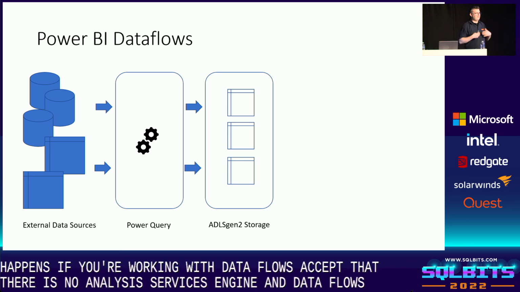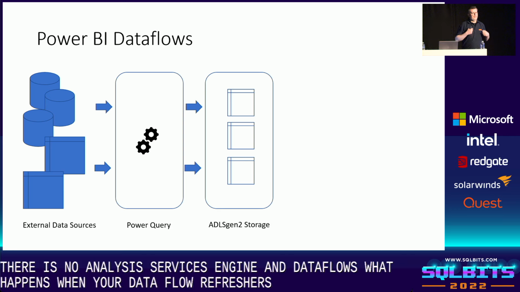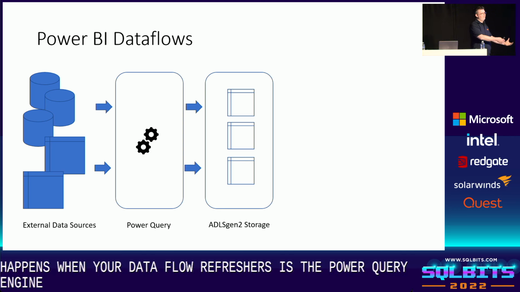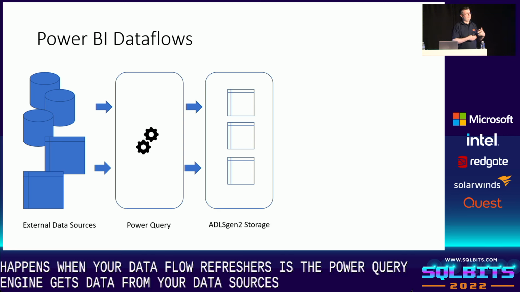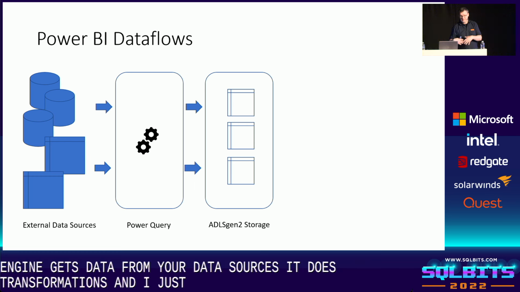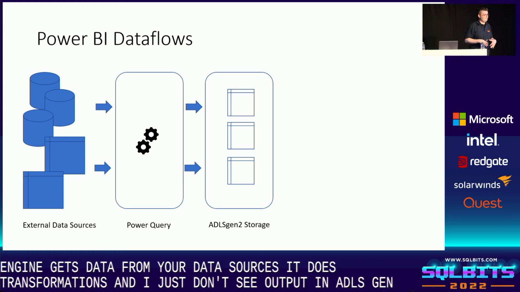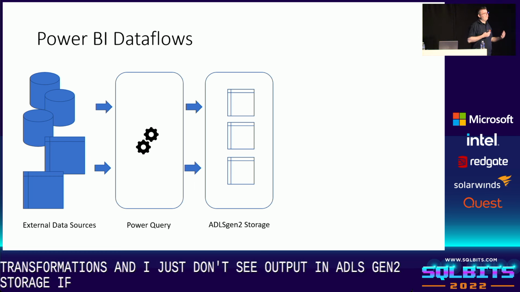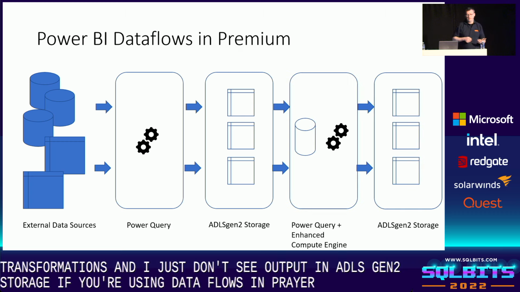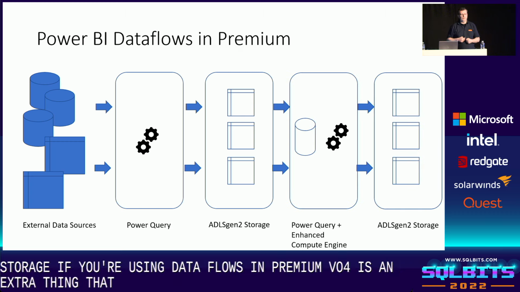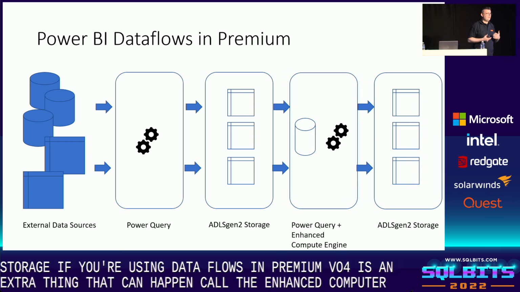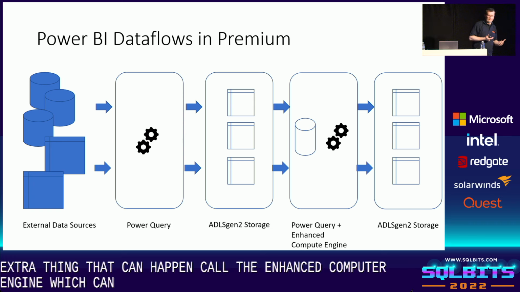What happens when your data flow refreshes is the Power Query engine gets data from your data sources, does transformations, and then just dumps the output in ADLS Gen 2 storage. If you're using data flows in Premium, though, there is an extra thing that can happen called the enhanced compute engine, which can be good for performance.